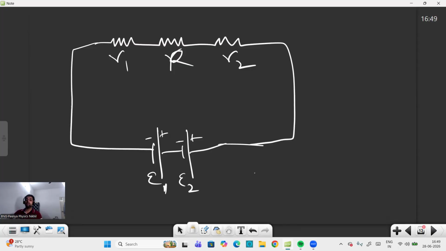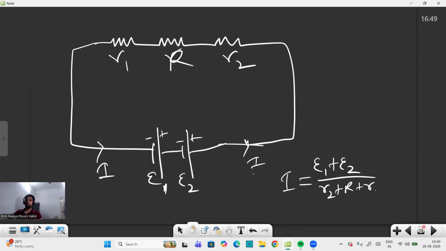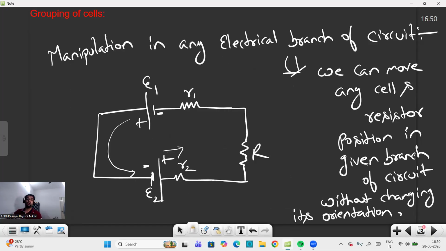So the total EMF of the cell will be E1 plus E2, and the total resistance is R1 plus R plus R2. Correct. So by doing manipulation of an electric circuit, we can easily find the current in the circuit. This is very important for shortcut methods. I hope all of you understood how to manipulate any branch of any electric circuit.